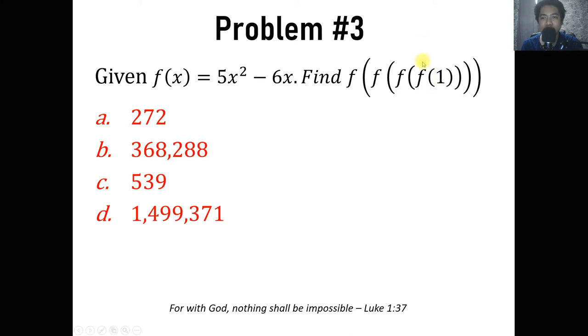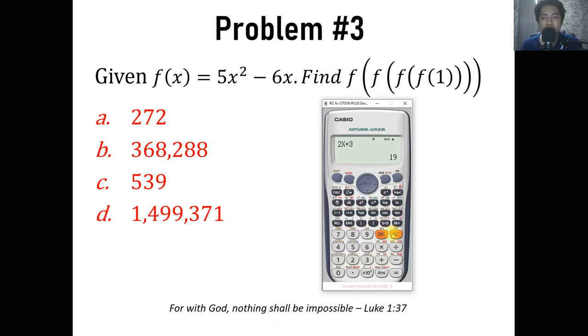So we are going to get f of 1, substitute 1 here, and after getting that value, we're going to substitute it again into f of x, and after getting that value again into f of x, and finally again into f of x. So how do we do this? It's actually pretty much the same process.